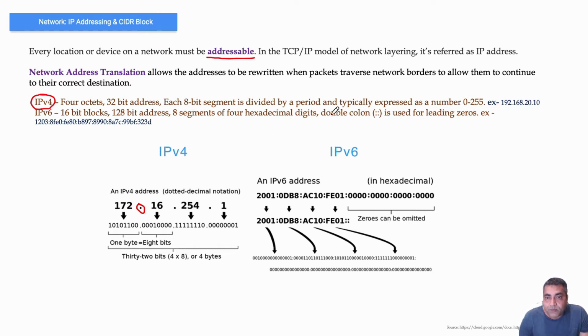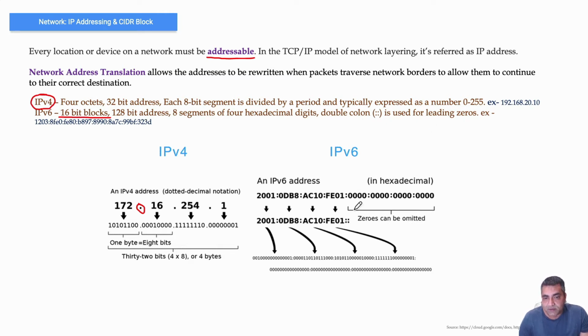Now, when you look at IPv6, one of the main reasons IPv6 is being used now is because IPv4 is pretty much exhausted in terms of available IP addresses because of the upsurge in IoT devices and lots of devices being connected to the network. IPv6 provides 16-bit blocks and it has a 128-bit address. There's 8 segments of 4 hexadecimal digits. Double colon is used for leading zeros.